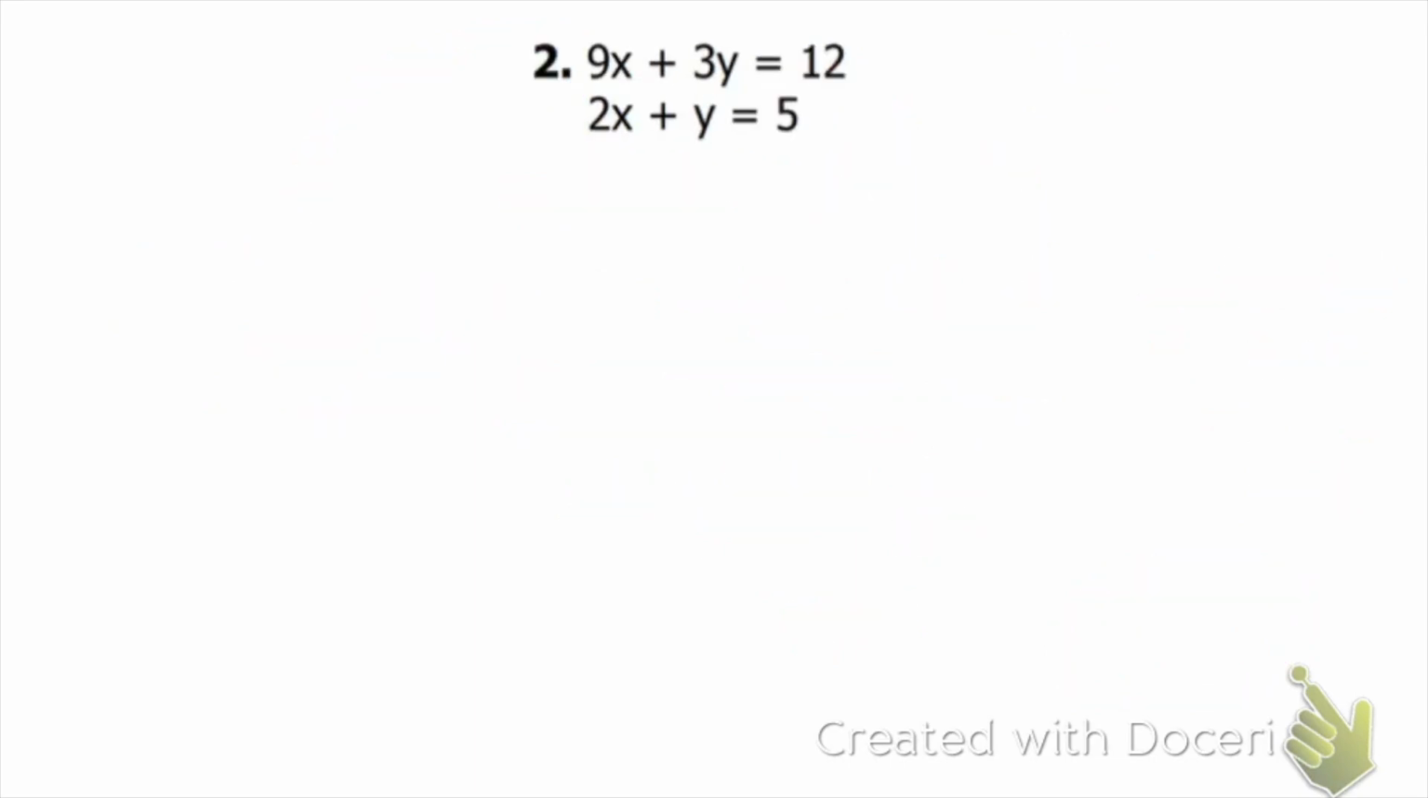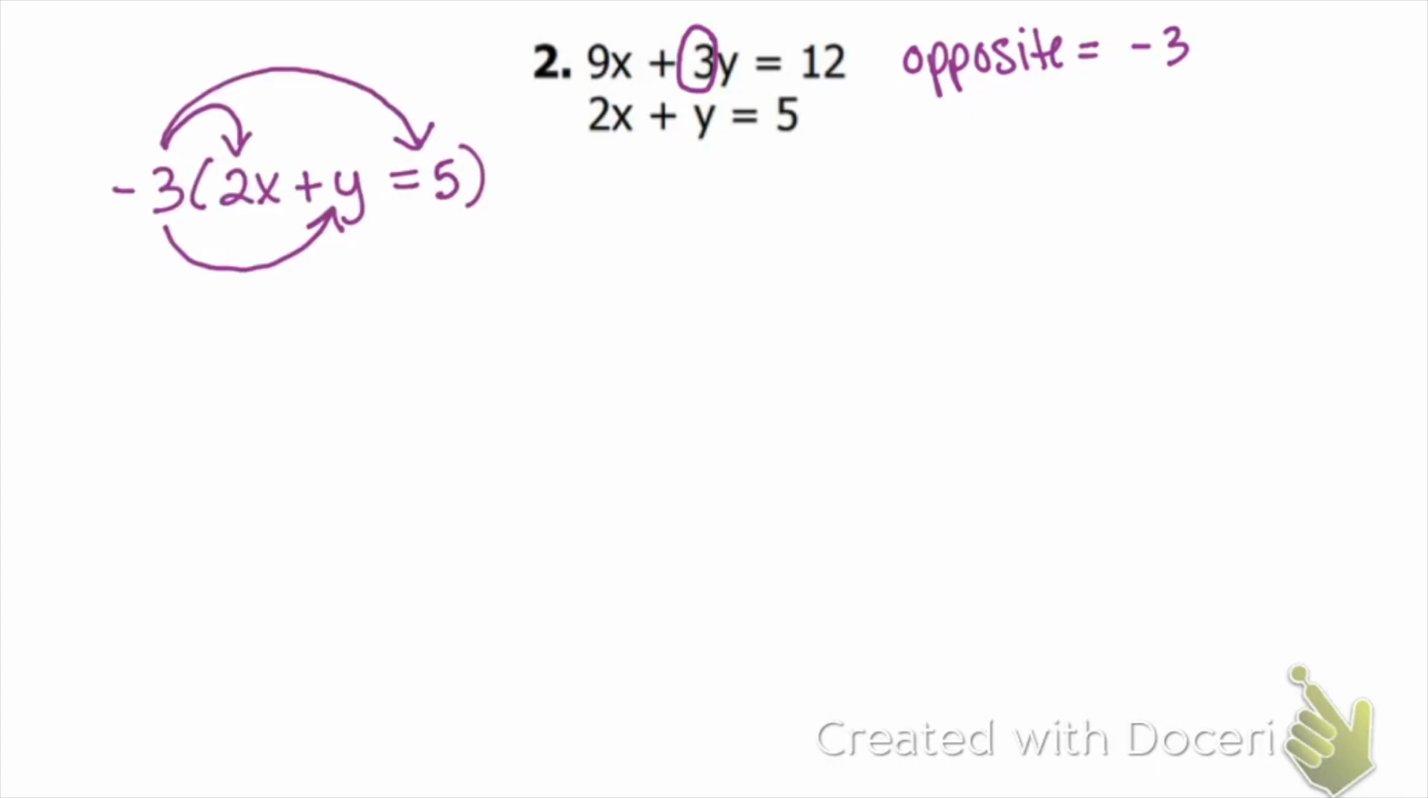All right, so for this question, you're going to look at the 3, and you're going to figure out what is the opposite of 3. So the opposite of 3 would be negative 3. So you're going to take that negative 3, and you're going to multiply the second equation by that. So everything is being multiplied by negative 3. So that turns into negative 6x minus 3y equals negative 15.